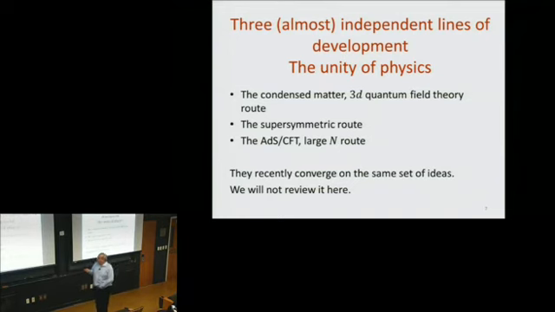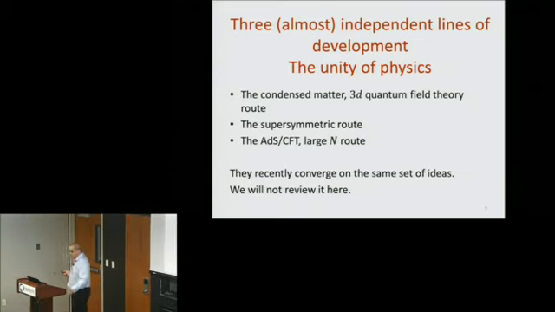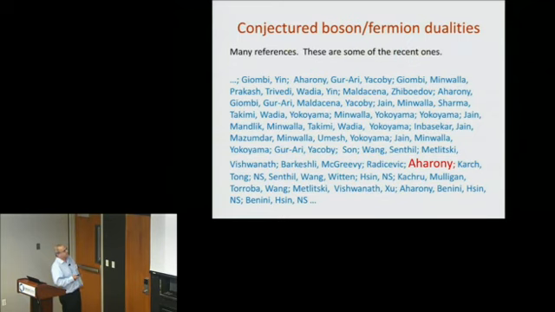The first route is the condensed matter, 3D quantum field theory route. The second is dualities and supersymmetric theories. And the third is large N, and they all converge. I'm not going to review it here, but I will mention some of the applications later. And since this is such a long story with a long history, I decided to put all the references on one slide. In fact, this is not all the references. This is a subset. And one person should really be highlighted. It's Ofer Aharony, who played a crucial role in 2 of these 3 different routes. And all the ideas converge to the common ideas.